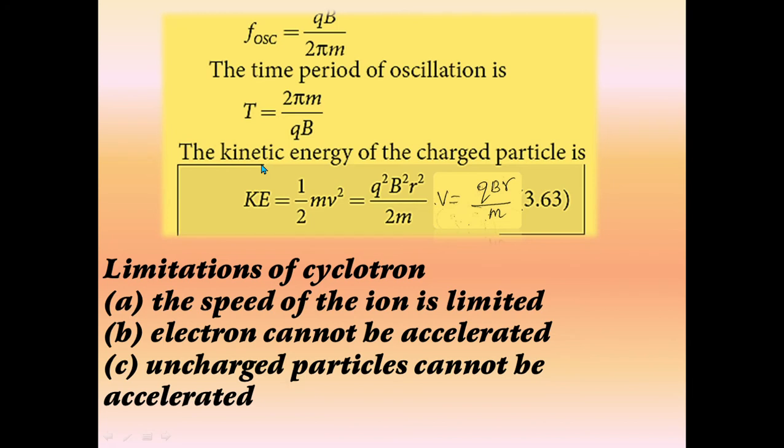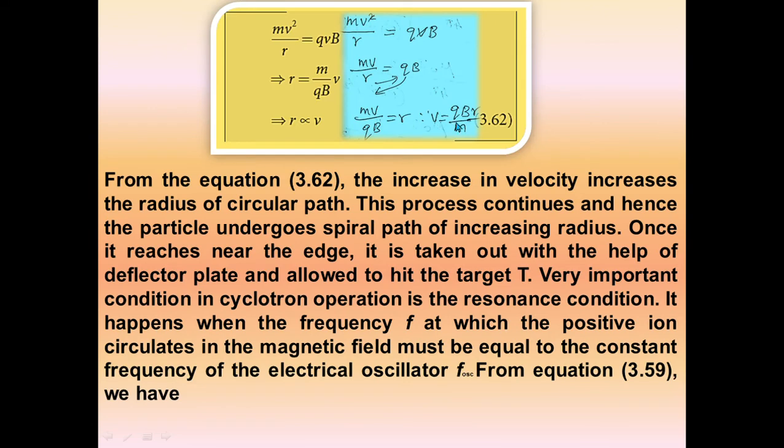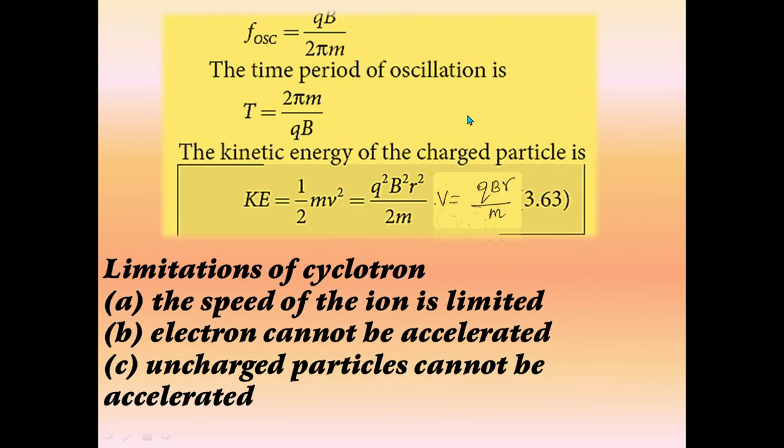The kinetic energy of the charged particle, KE, is equal to, what is the formula of kinetic energy? Half m v square. Here, what is the value of v from the last equation? v is equal to QBR divided by m. Just substituting the value of v, KE is 1 by 2, Q square B square R square divided by m.